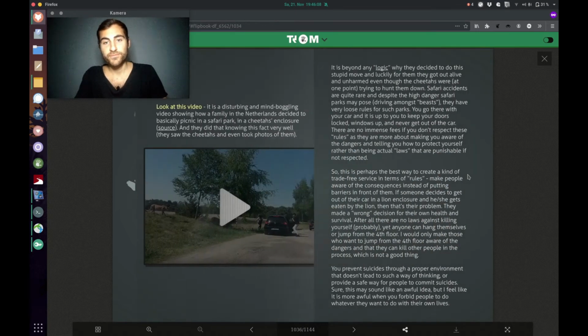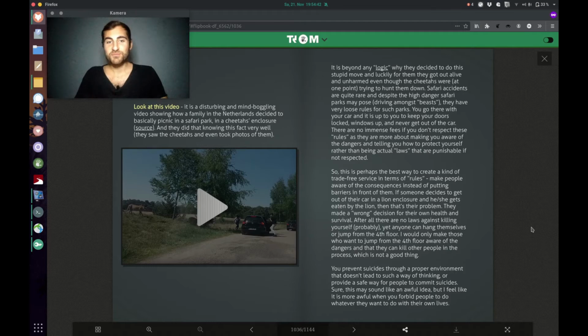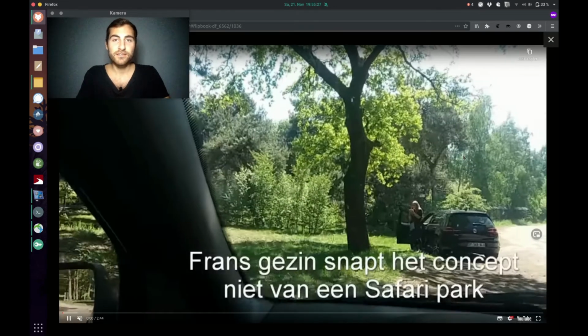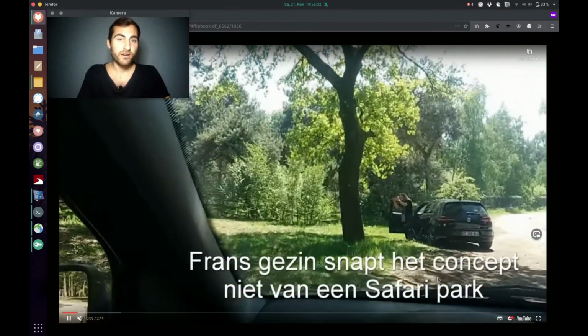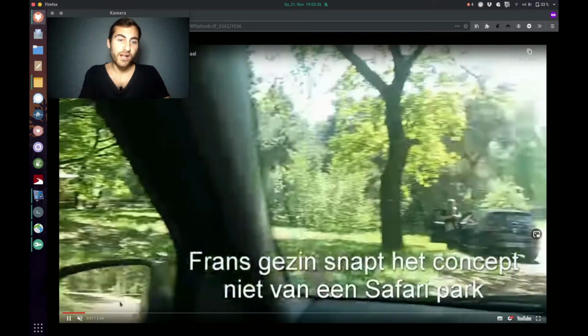So yeah, now the TROM superhero explains this thing of, instead of putting a barrier in front of people, you should let people do whatever they want to do, because they will do that anyway, but make them aware of dangers or what they should take care of, or point them towards things you might consider important to know. An example he shows us is a video taken in a safari park. So basically people can drive through the safari park with their cars and watch wild animals.